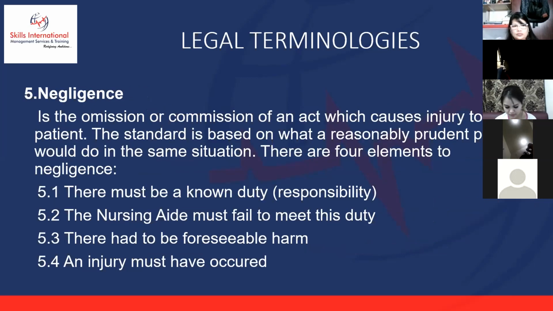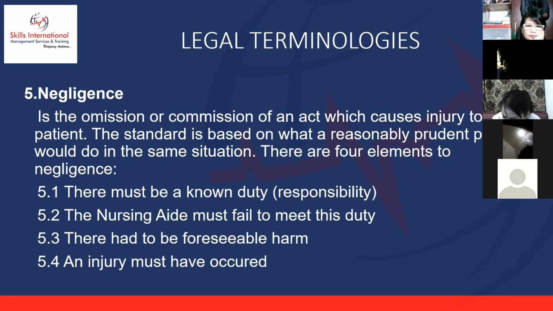Number five is negligence. It is the omission or commission of an act which causes injury to a patient. The standard is based on what a reasonably prudent person would do in the same situation. There are four elements to negligence. Number one, there must be a known duty or responsibility. If you did not perform your responsibility, that means you are neglecting your responsibility.